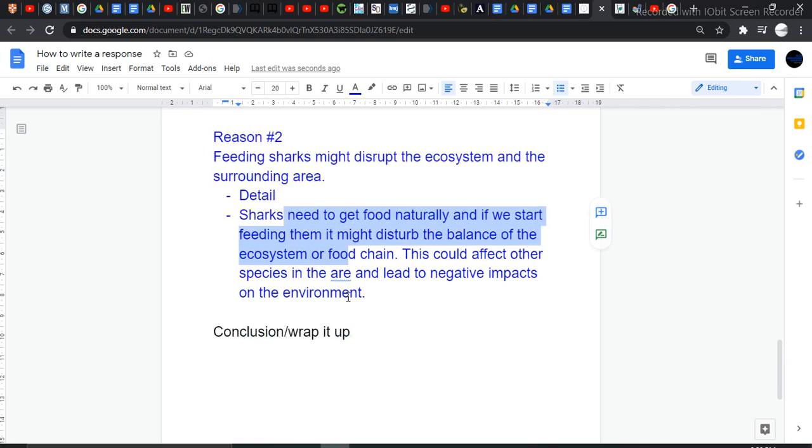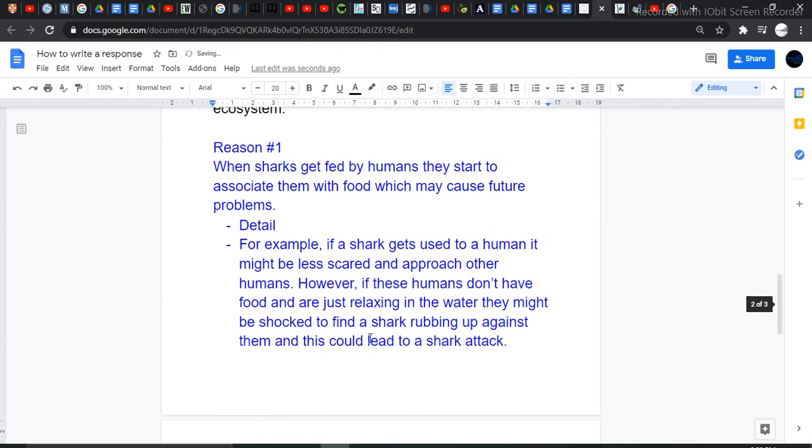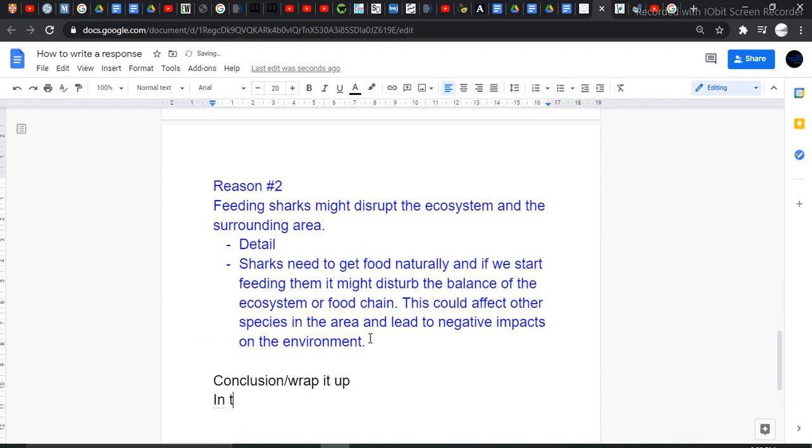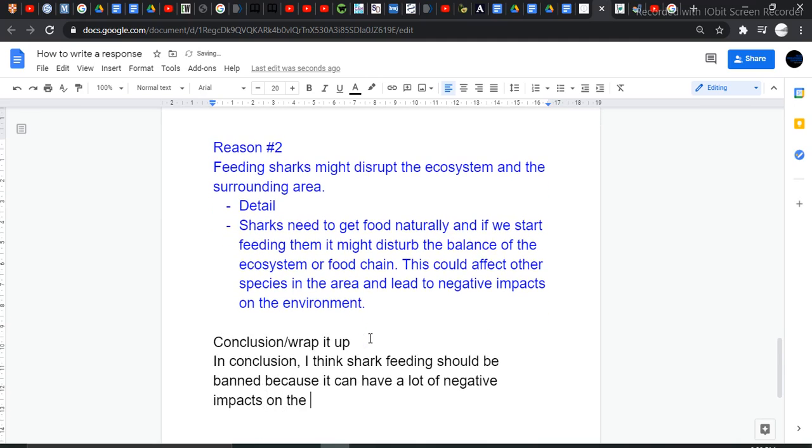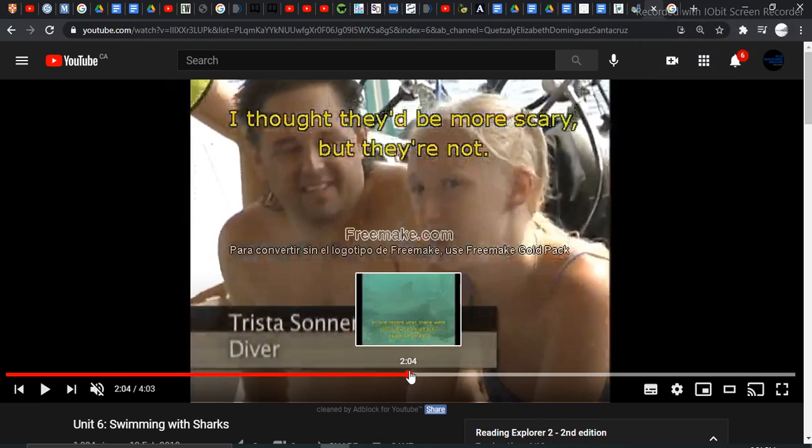Okay, I give my detail here, and then conclusion would just be, so in conclusion, I think, I'll just do that here, really brief. This should be the easiest part because everything's already done. In conclusion, I think shark feeding, and we can't really repeat everything else exactly. In conclusion, I think shark feeding should be banned because it can have a lot of negative impacts on the environment and I'm going to use a term from this video.